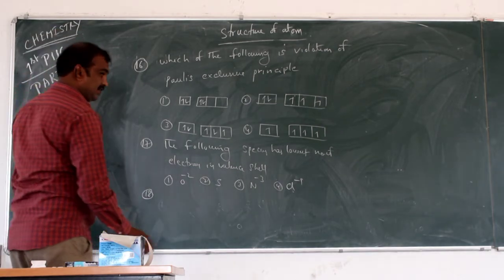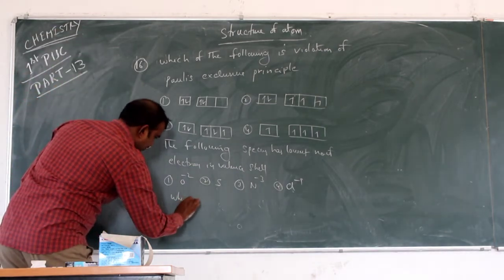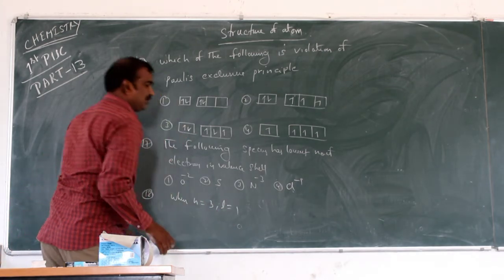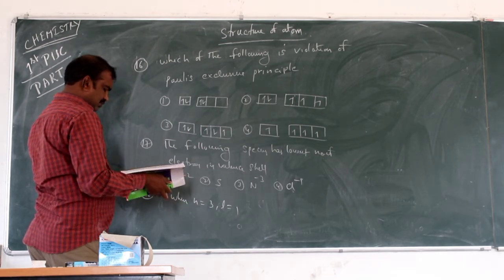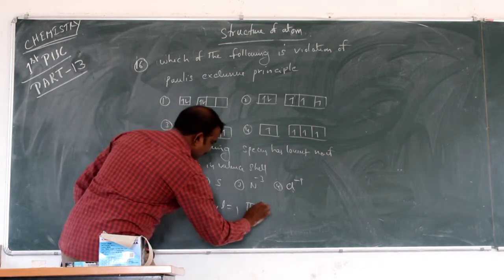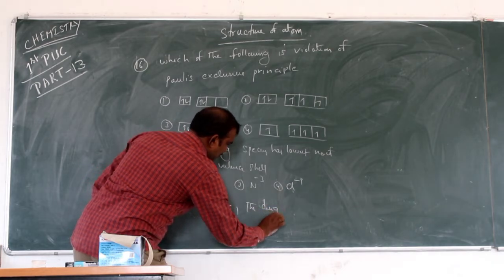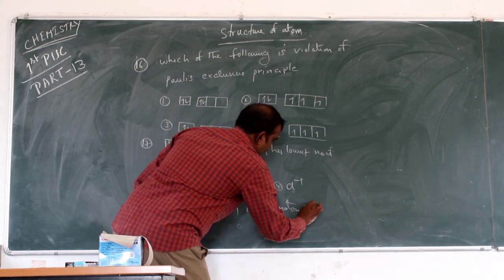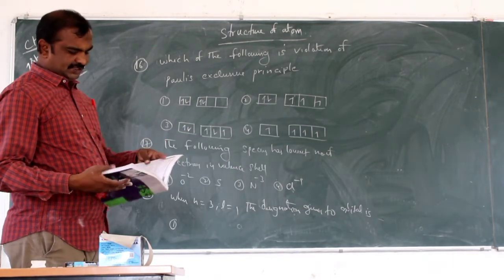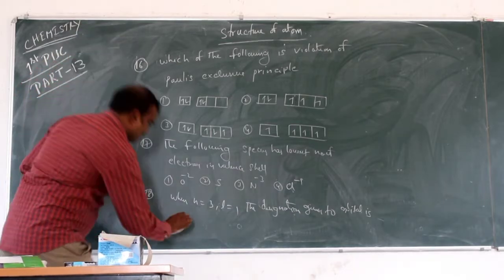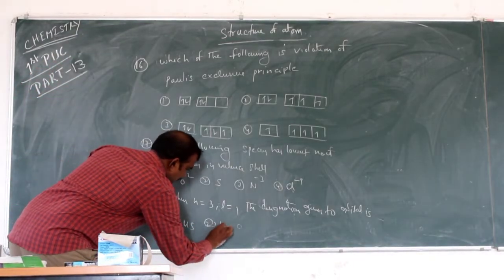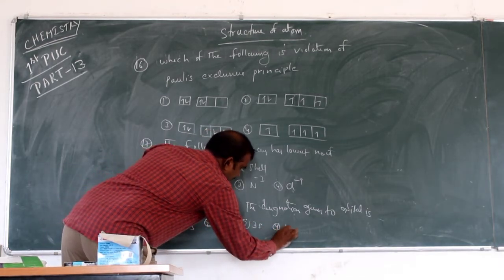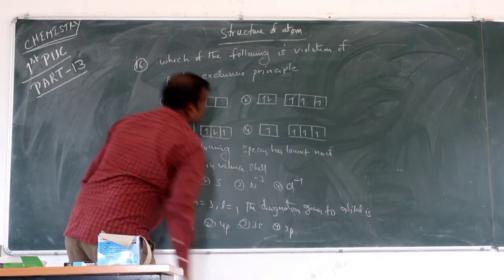When n is equal to 3, and l is equal to 1, the designation given to the orbital is: options are 4s, 4p, 3s and 3p. See, look at here.